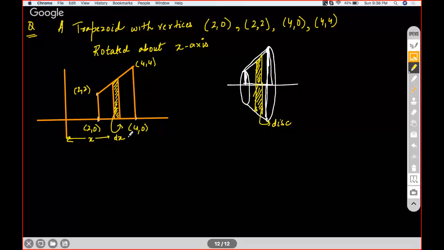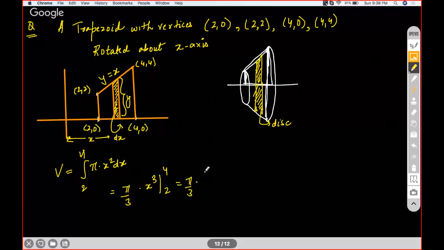Taking a lot of time. So I didn't get it. So this is y, and this line is y equal to x line. So it's pi x square dx integrated from 2 to 4. This is your volume. Oh, no, because y is equal to x. I'm not very happy the way you have responded to this concept. Answer is 56 pi by 3.